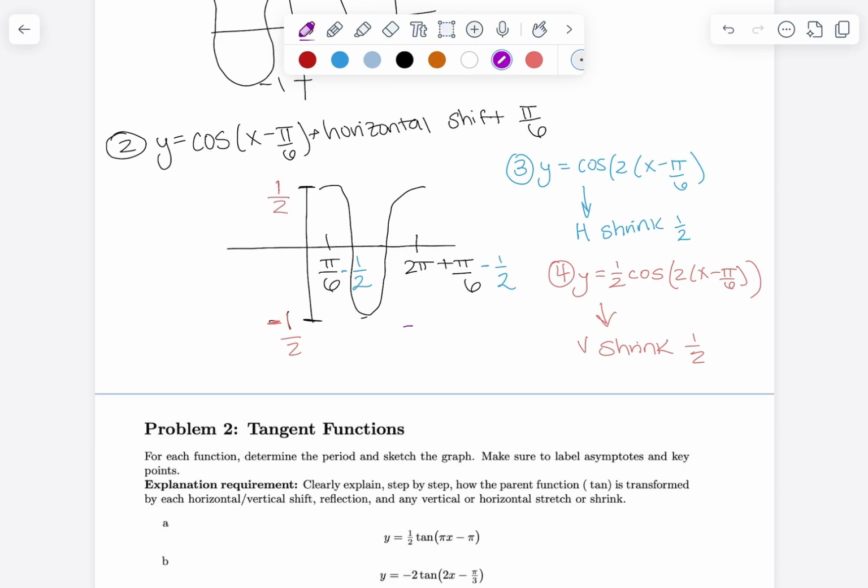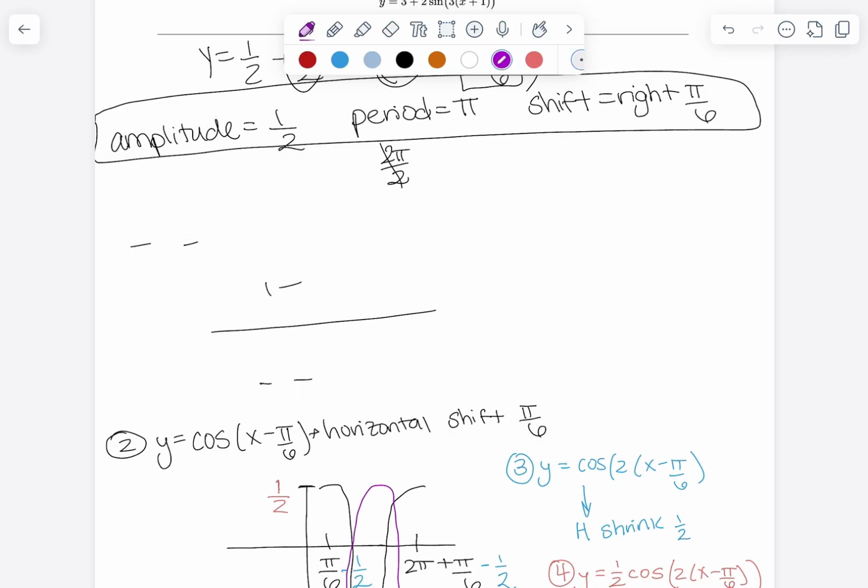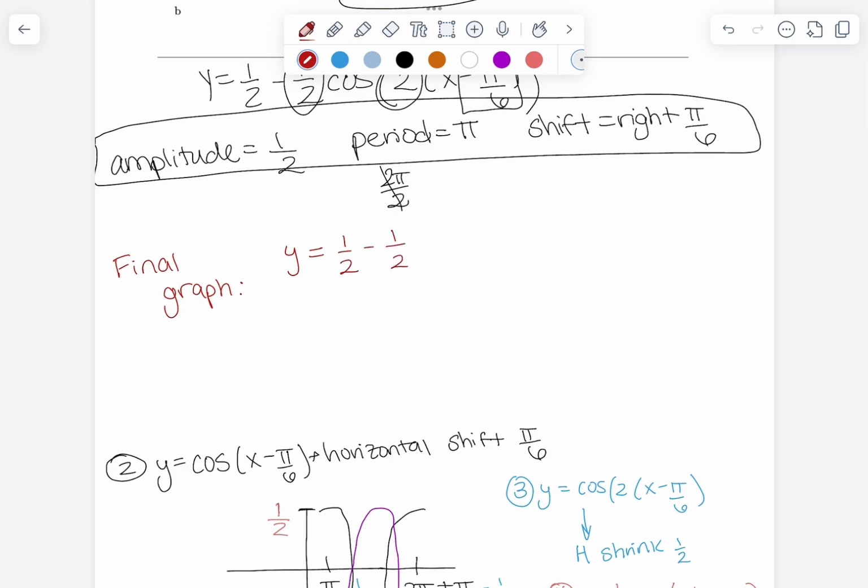The next step is going to be to graph negative 1/2 cosine 2 times x minus pi over 6. So there's a reflection there. And then to put it all together, the final graph is going to look like this. And this is also showing the last shift, which is a vertical shift, 1/2.